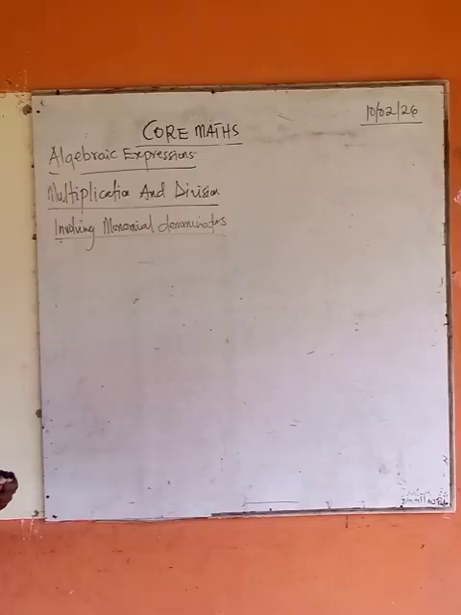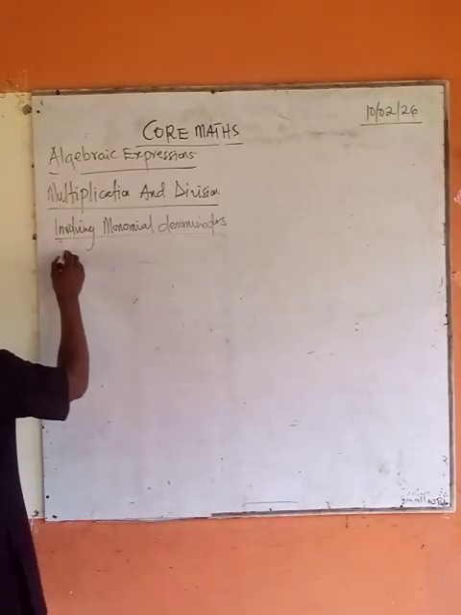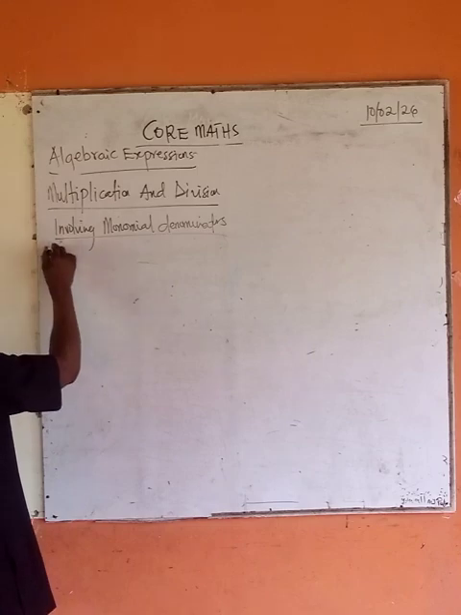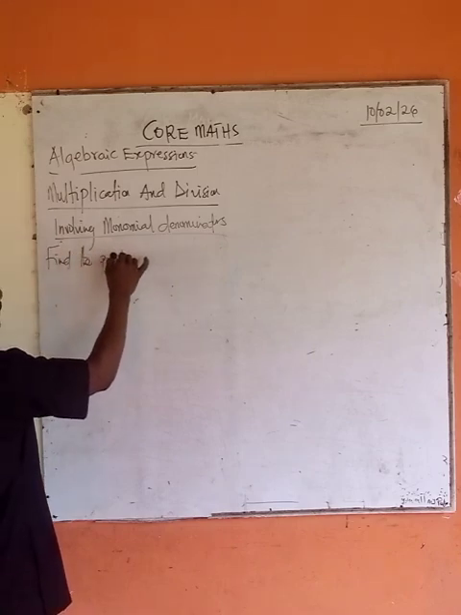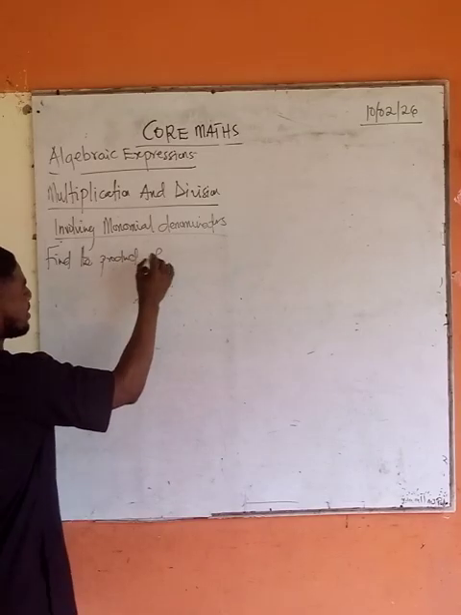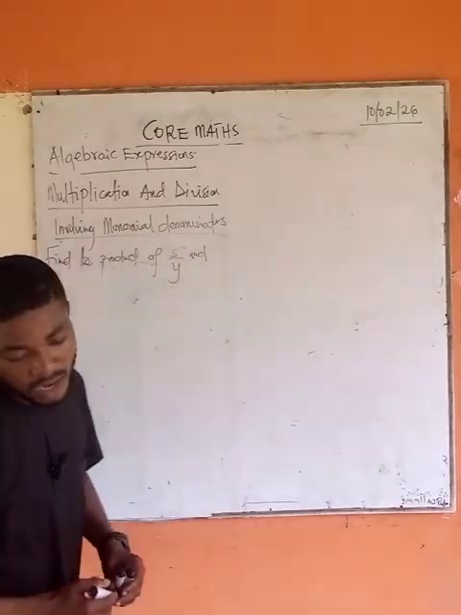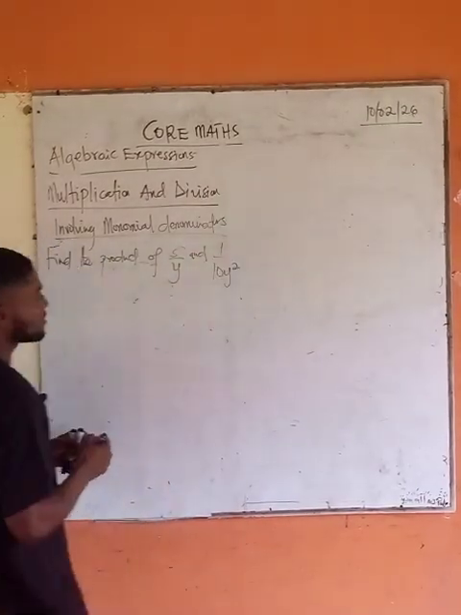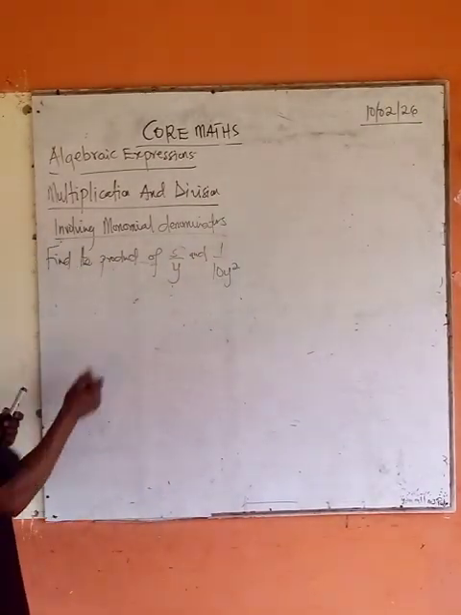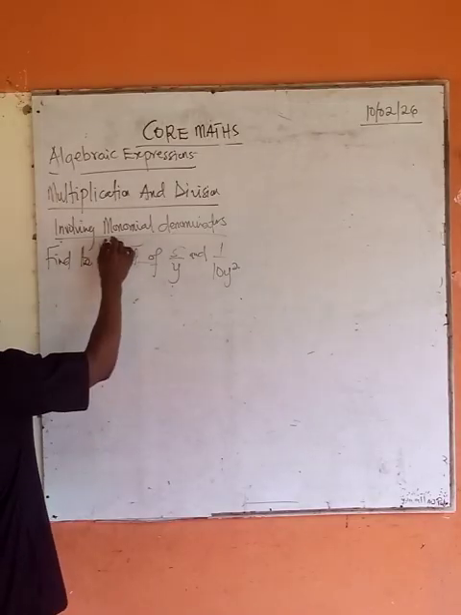So we have the monomial terms. Let's quickly take examples there. We can establish some points. Find the product of 5 over y and 1 over 10y squared. We know product means multiplication.